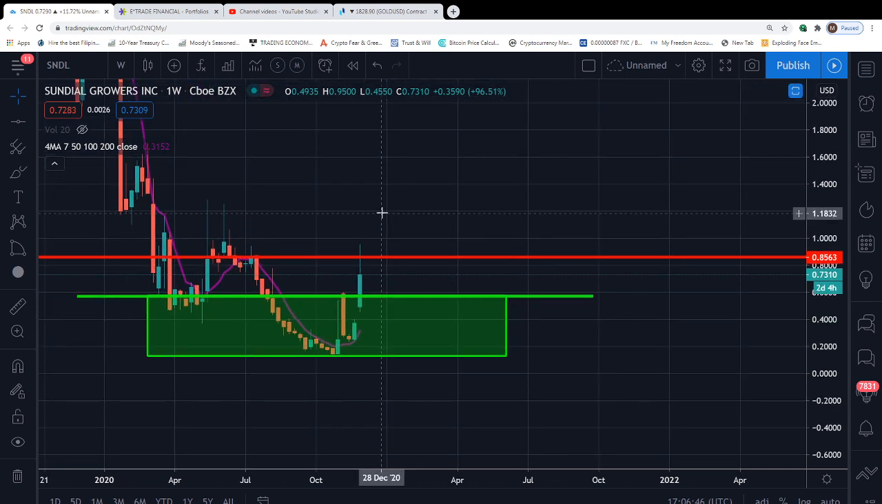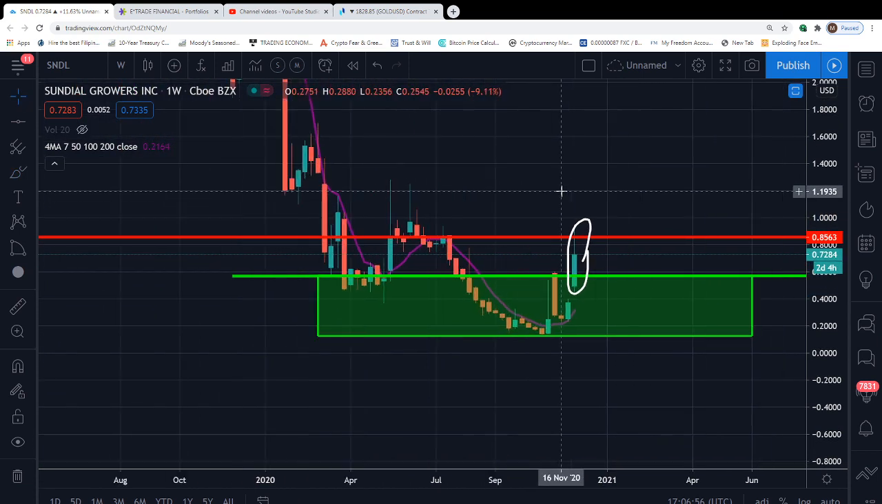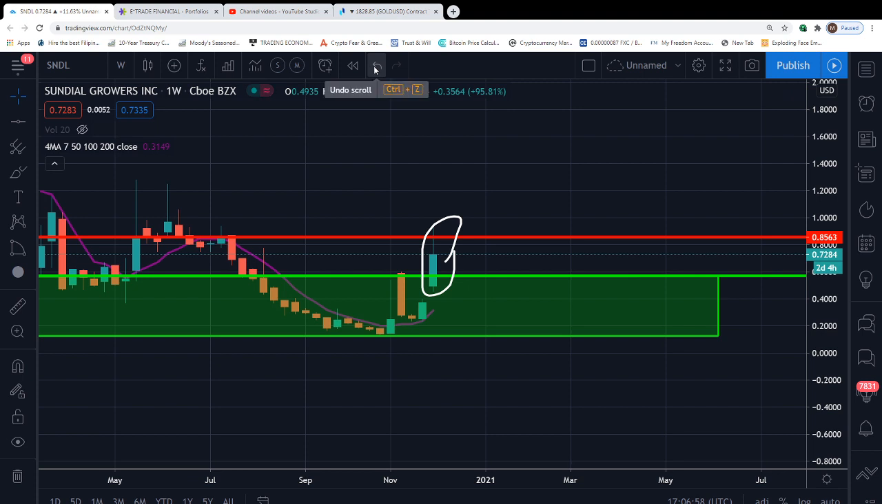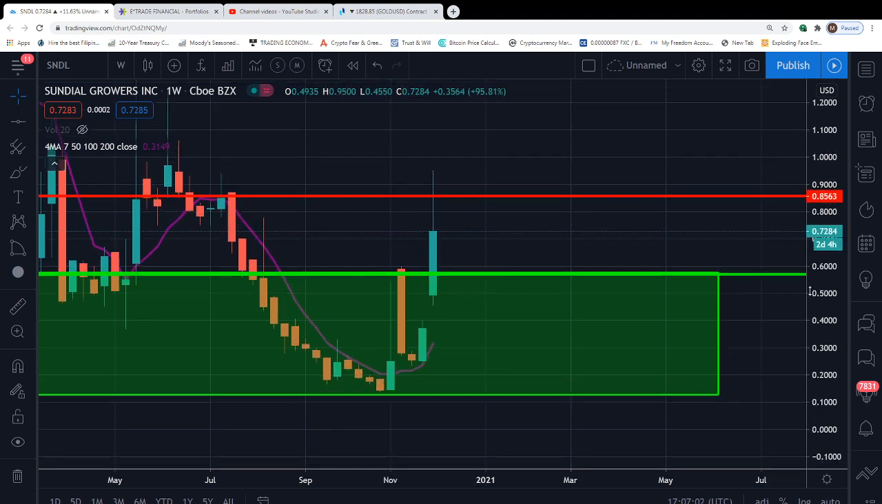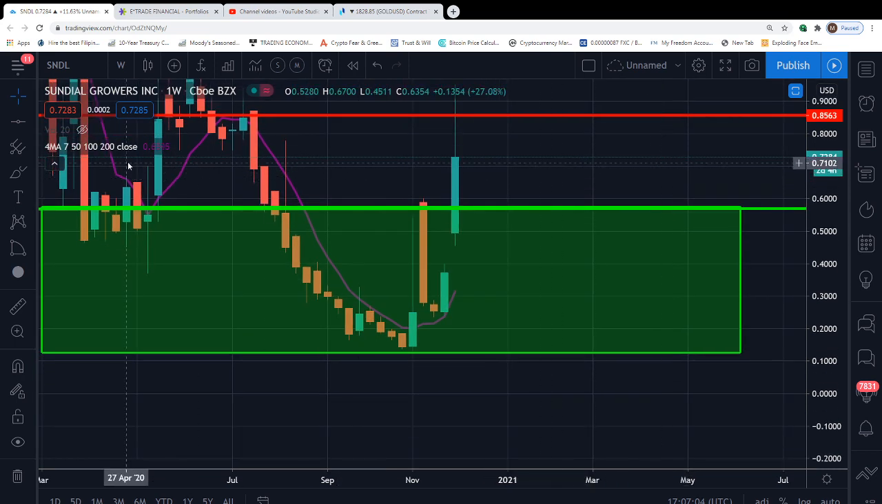Remember, we need to verify whether or not this weekly candle is going to close above this green line. That way, at that moment, it would be a technical official break above this line. Yes, but it doesn't mean it can't break back below this line, okay?